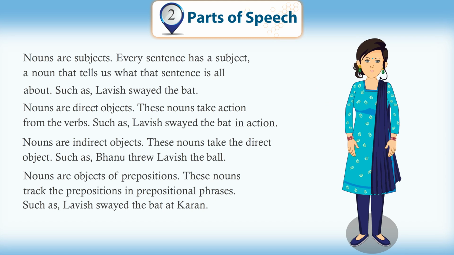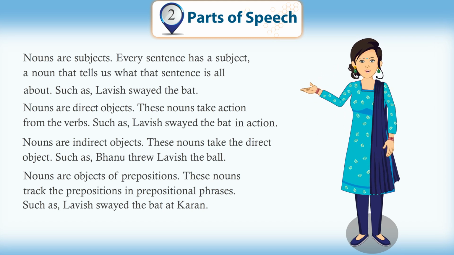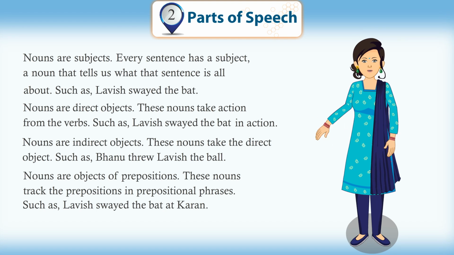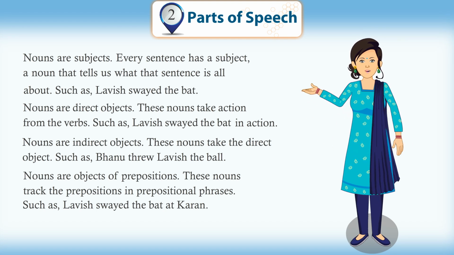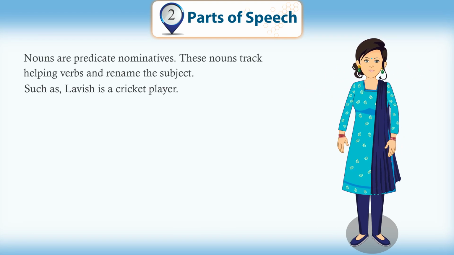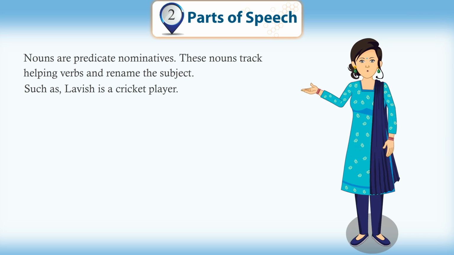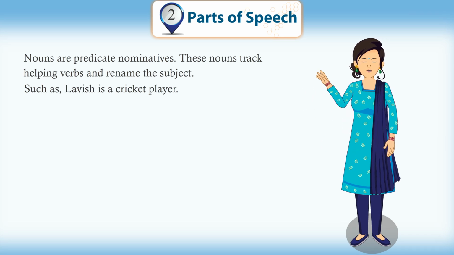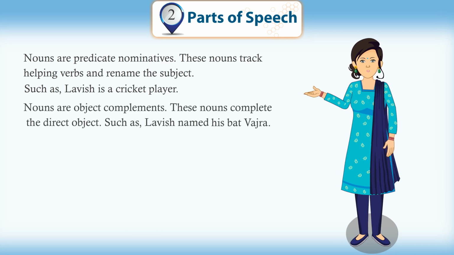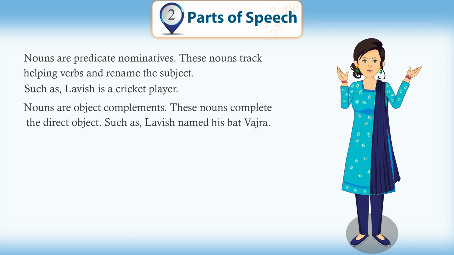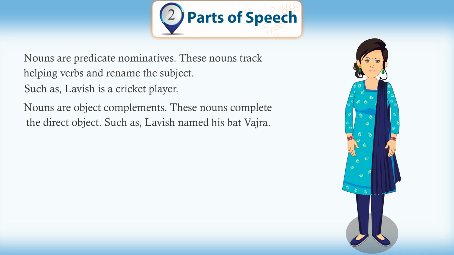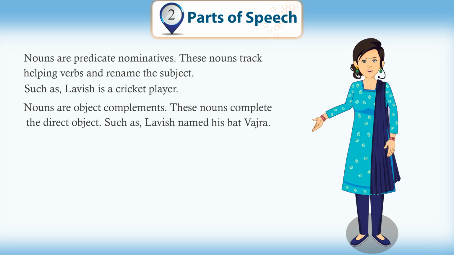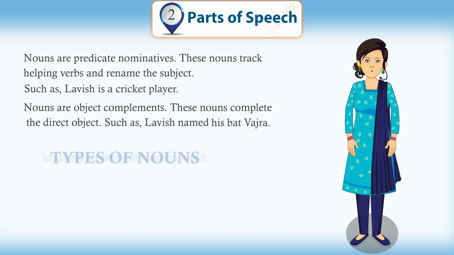Nouns are objects of prepositions. These nouns track the preposition in prepositional phrases, such as Lavish swayed the ball at Karan. Nouns are predicate nominatives. These nouns track helping verbs and rename the subject, such as Lavish is a cricket player. Nouns are object complements. These nouns complete the direct object, such as Lavish named his bat Vajra.